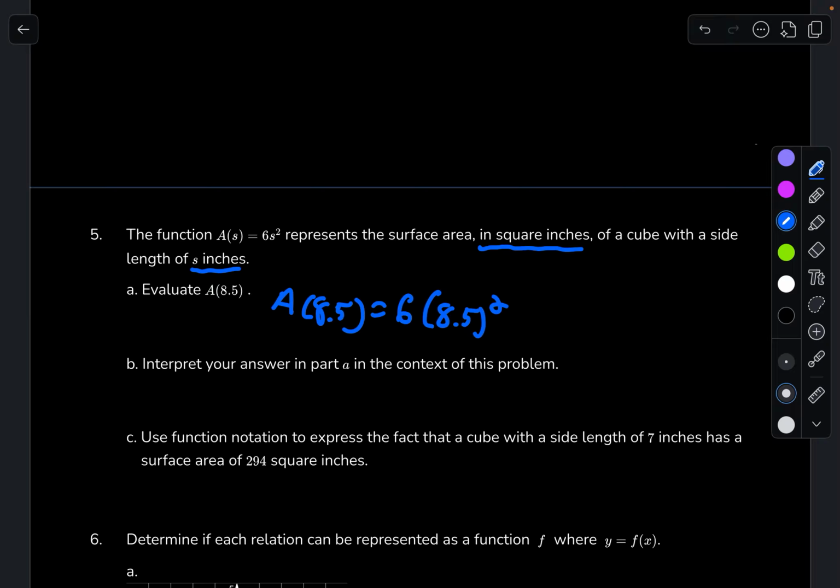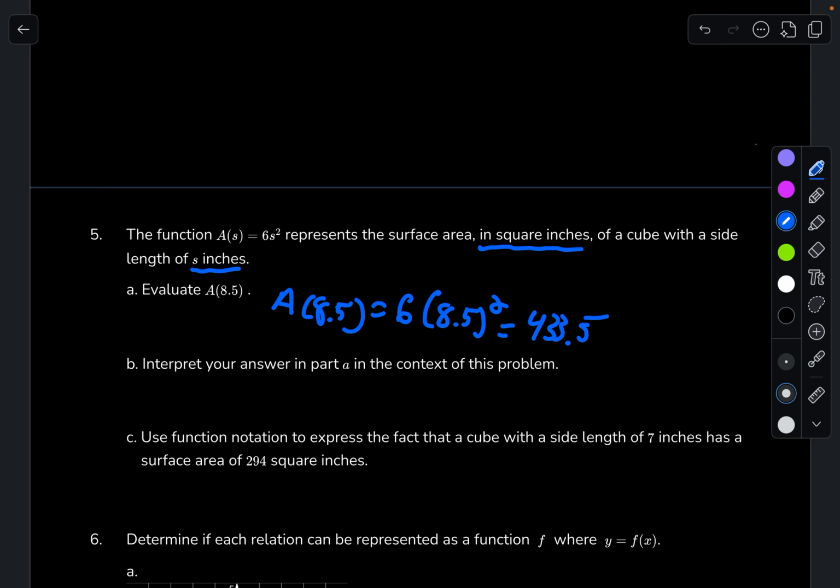You need a calculator. So it's 6 times 8.5 squared. And that's going to be 433.5.